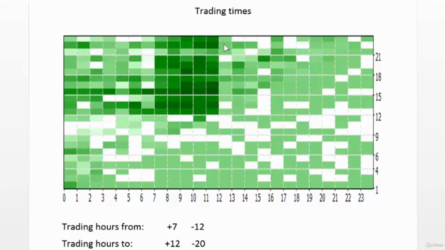This graph shows the trading times from and trading times to. So clearly there's a very well defined block which is a profitable block, and that runs from 7 to 12. So for trading hours from, anything over 7 but less than 12 should be a good setting. Then trading hours to run from 12 up to about 21.